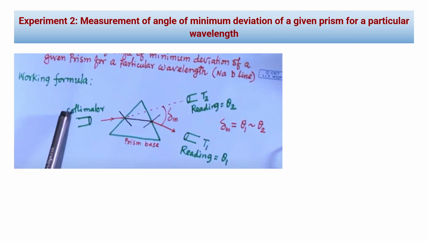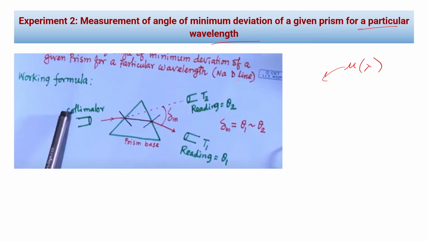So the second experiment that was part of last week was measurement of angle of minimum deviation of a given prism for a particular wavelength. The refractive index is a function of wavelength. For different sources of light, that means different wavelengths of light, the refractive index is different. So here we are performing this experiment for a particular wavelength.